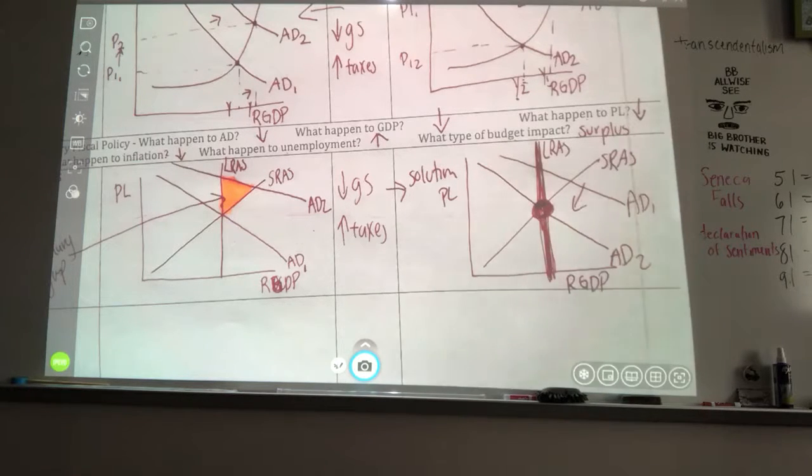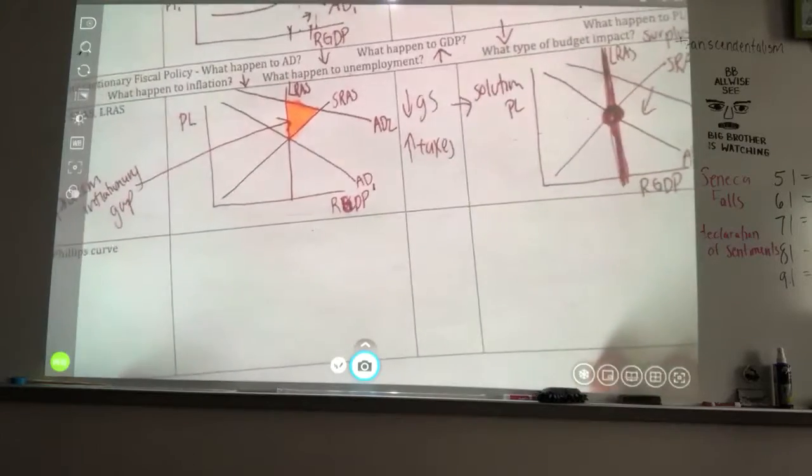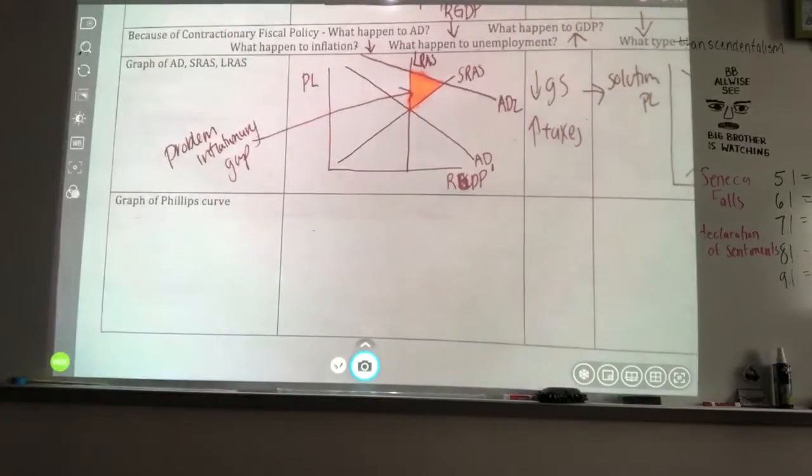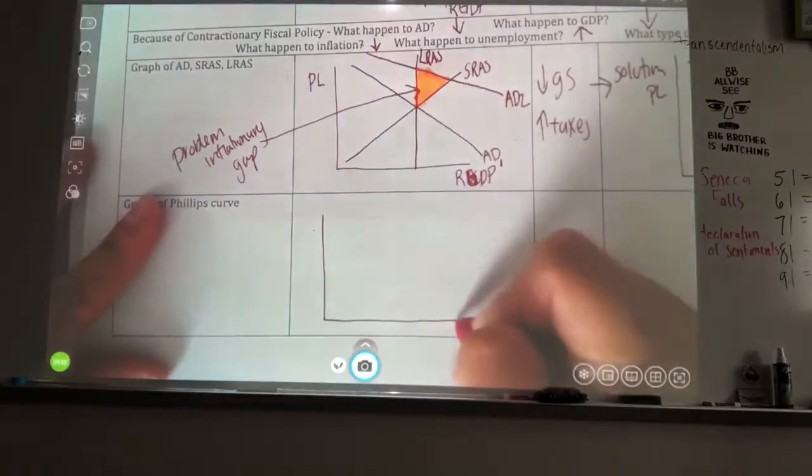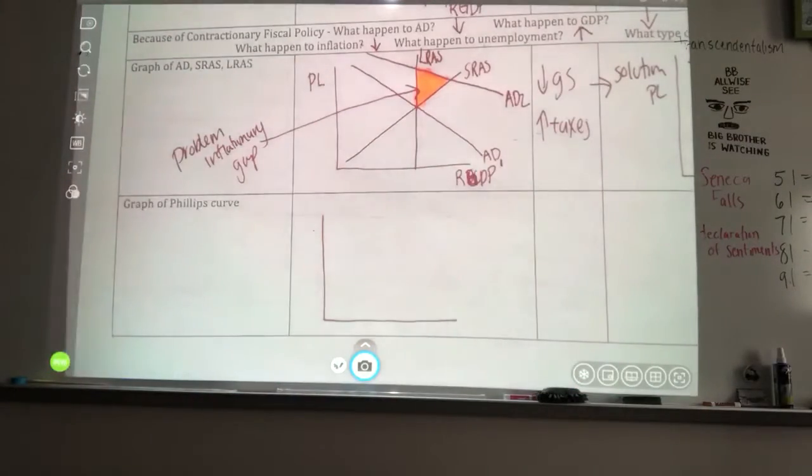Okay? So now what we're gonna look at is Phillips curve. We just did the Phillips curve. Y'all remember my notes? Yes. That were very nice. Okay? Oh, those were the very condescending notes. Snarky ones. Yes.